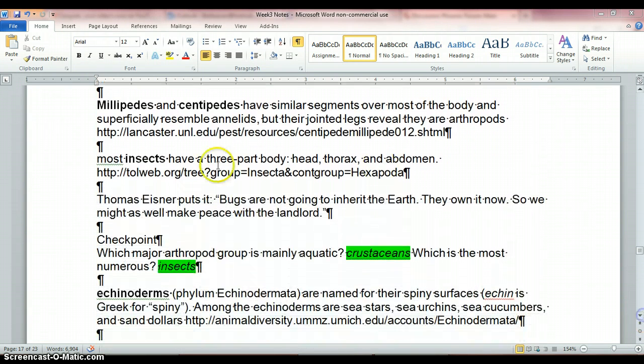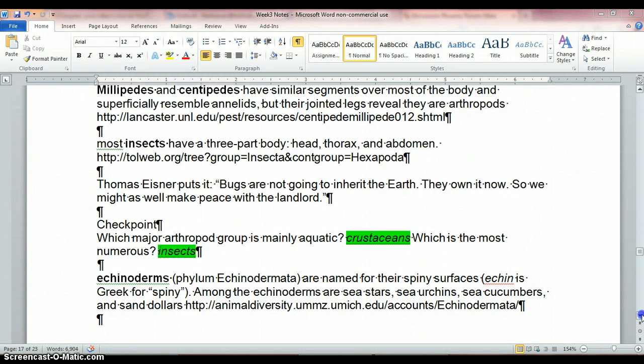Most insects have a 3-part body plan. So remember before, we were just kind of one or a repeated segment. Now we have 3 divisions in our body. They have a head, a thorax, and an abdomen. As Thomas Eisner puts it, bugs are not going to inherit the earth, they own it now. So we might as well make peace with the landlord. There are way more insects than just about anything else except for our roundworms, right? So with our bugs, there's a checkpoint.